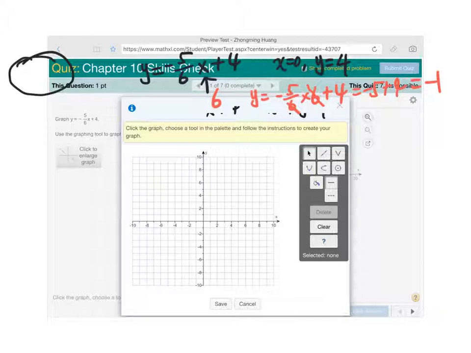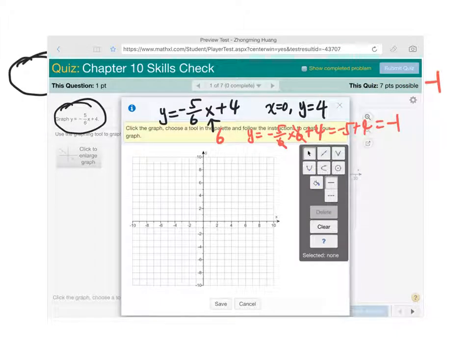So with these 2 points, let's plot those 2 points. When x is 0, y is 4. So this is my first point. Let me see, I'm going to try to plot these points. I'm going to delete one. So this is the point that I would like to plot. Okay, right there.